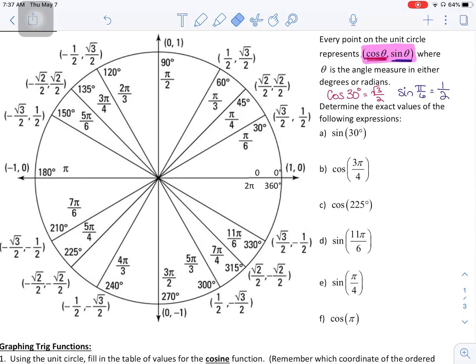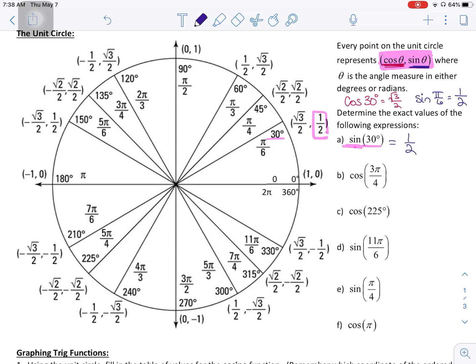Unit circle's clean again. So I'm looking for 30 degrees. Right here's 30 degrees. And sine, right? Sine is the y value. So the sine of 30 degrees is 1/2. That's it.